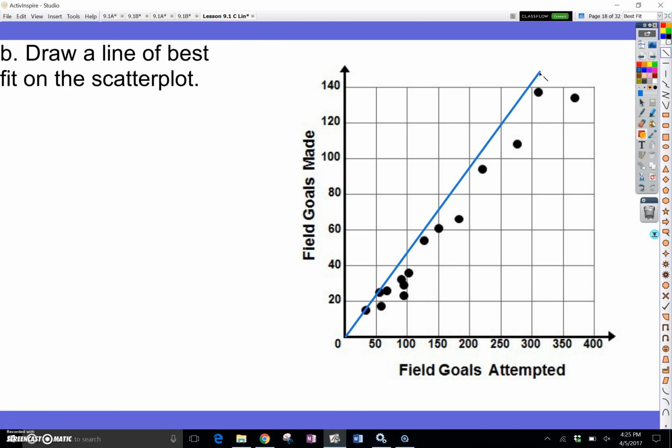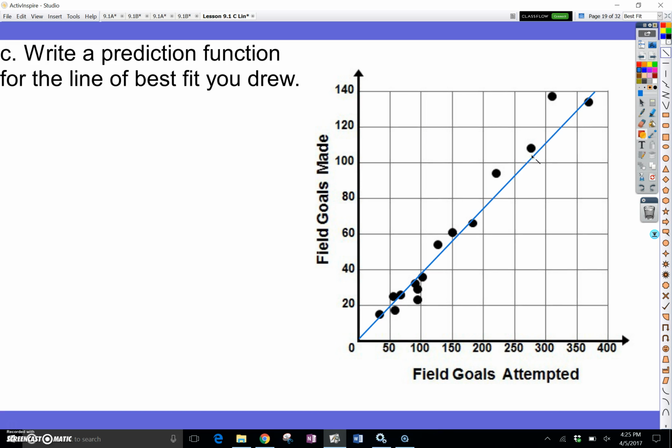So remember, be careful. You don't want it too high or too low. You want to hit as many in the cluster. So this is the most where they are. You want to draw it going through the majority of the cluster and something about like that. So you're hitting a lot in the cluster, and then you have a few above it, but you also have these below it that are pulling the line down. Okay? That's the first step. Just write a prediction for the line for your best fit line.